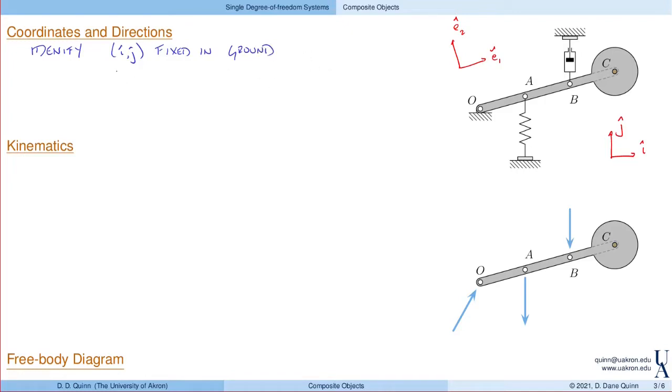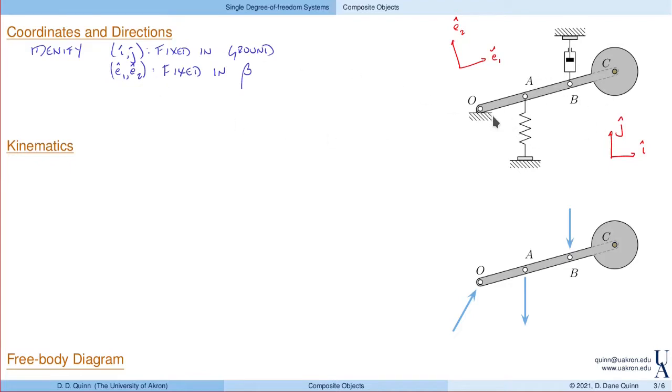And E1, E2 are fixed in the bar, or the object, beta. So, with those directions, what coordinates should we identify? Well, let's first look at the motion.